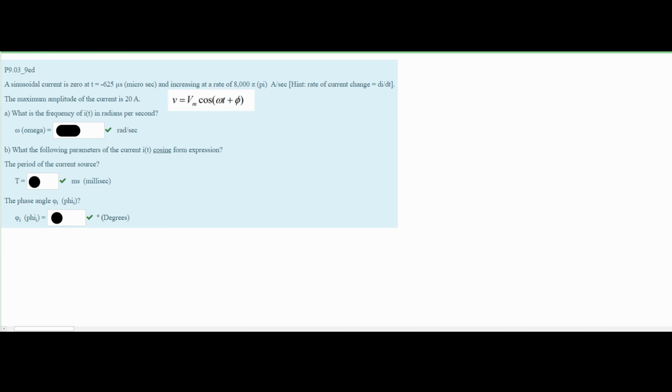To do this problem, I'm going to use this formula. It can be found in the notes linked in the description. Instead of solving for velocity, this is interchangeable with current, so we're just going to substitute i for our v's. Remember, we're solving for omega here, so we're focusing on the omega inside of here. We're given the rate of change, so we change this first i to a rate of change. In doing that, we're going to use di/dt, basically taking the derivative with respect to time. From this, we can take this 8,000 pi and substitute it in for this part.